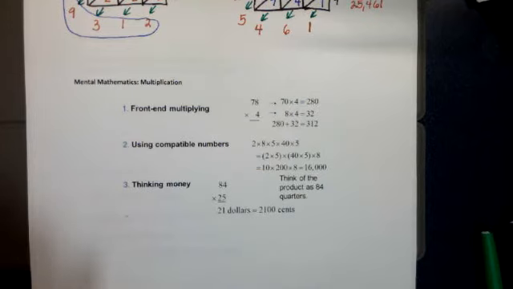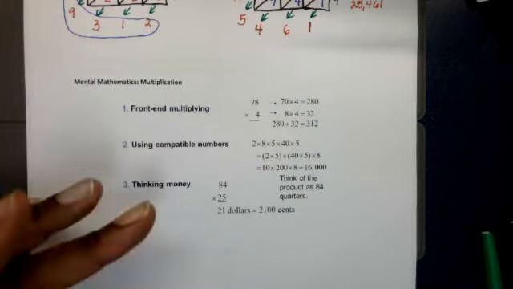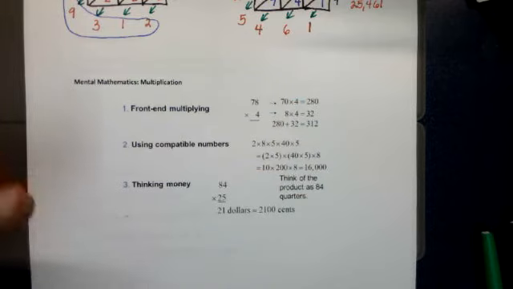And then number 3 is thinking of money. Like 84 times 25, you want to think of this as a product of 84 quarters. So 84 times 25, if you think of 84 quarters, that's $21. And $21 in cents will be 2,100 cents. So 84 times 25 would be 2,100.